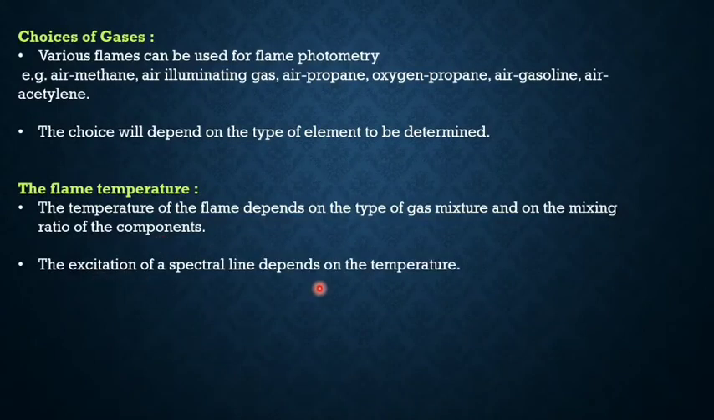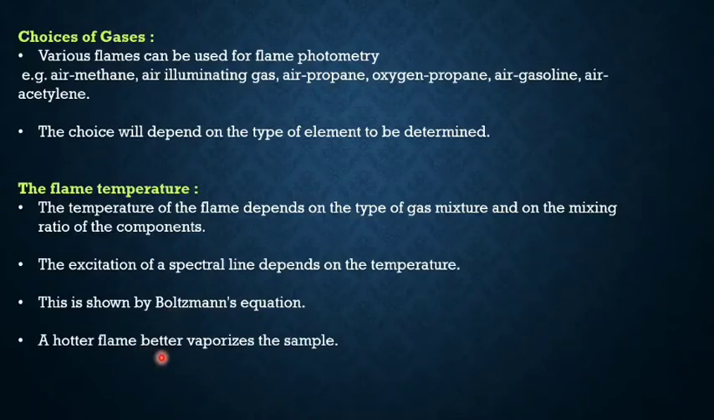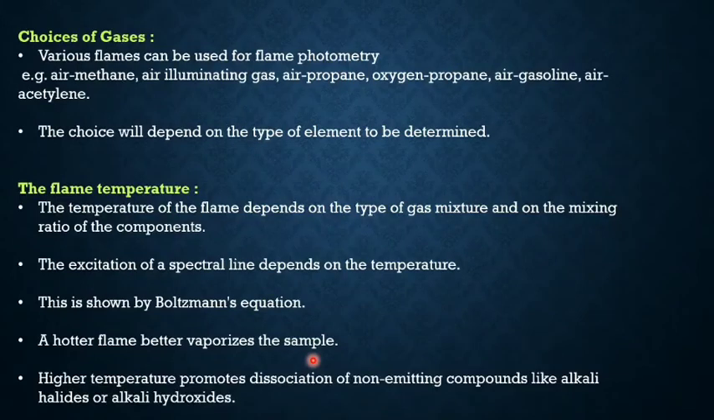The excitation of a spectral line depends on the temperature. We know that for excitation, high temperature is required, and the relationship between the number of excited atoms and temperature is shown by the Boltzmann equation. A hotter flame better vaporizes the sample, so flame temperature must be high enough to vaporize the sample. Higher temperature promotes dissociation of non-emitting compounds like alkali halides or alkali hydroxides. So higher temperature is required for excitation.